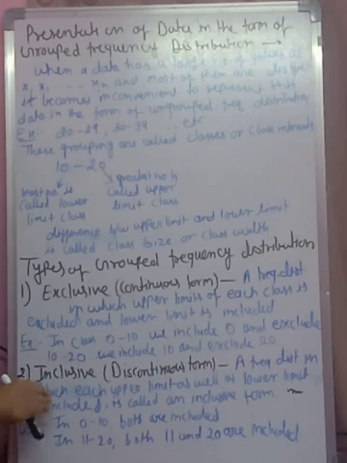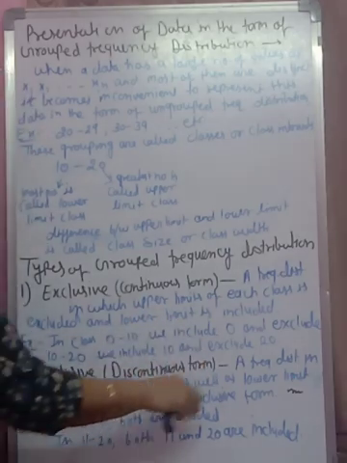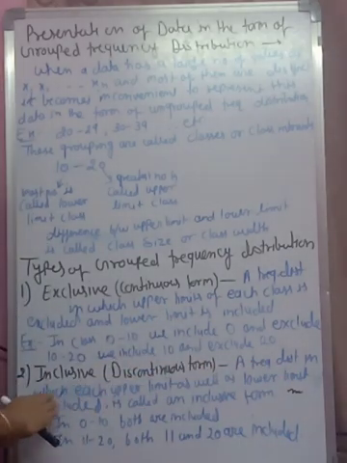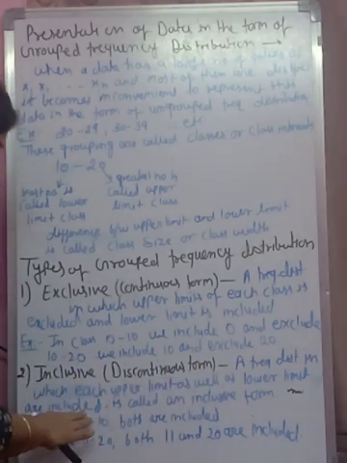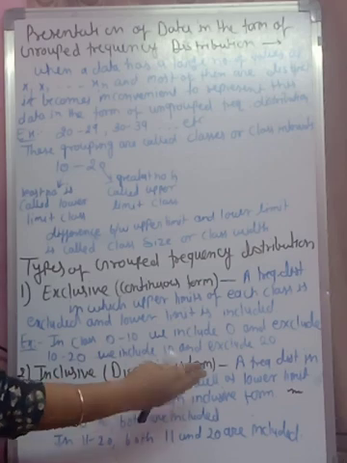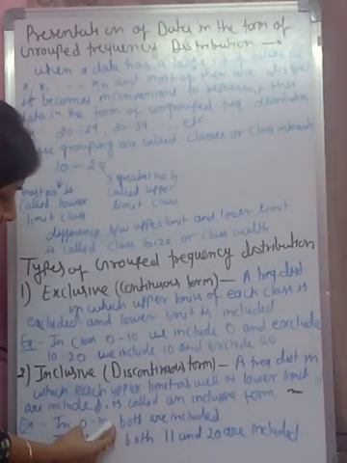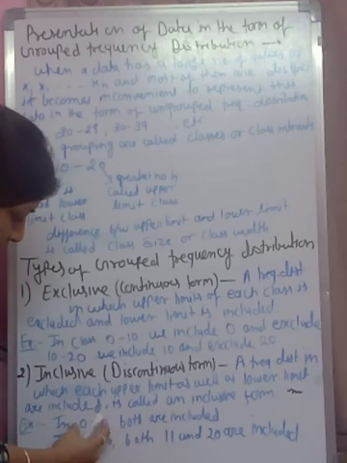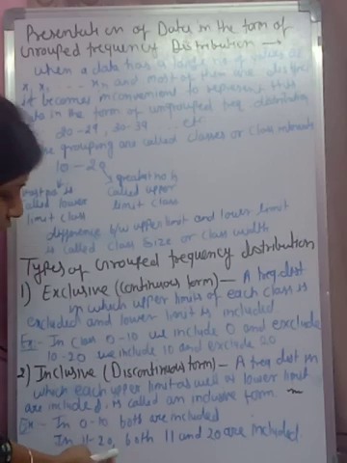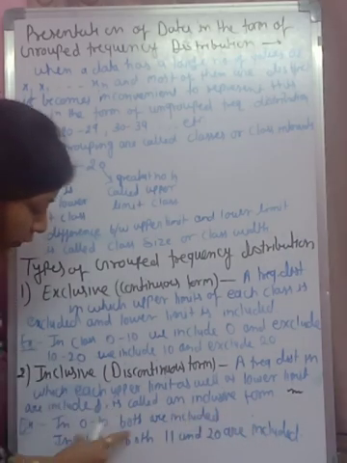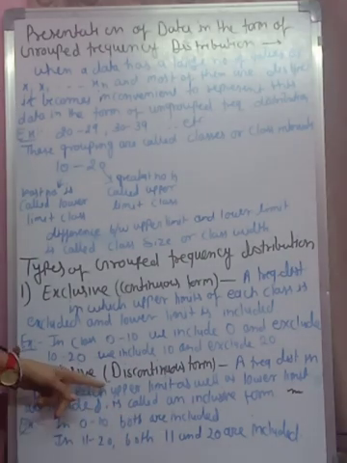Now the second is the inclusive, or you can say discontinuous form. A frequency distribution in which each upper limit as well as lower limit is included is called an inclusive form. For example, in the given interval 0 to 10, both 0 and 10 are included. In the next example, 11 to 20, both 11 and 20 are included, so that is called the inclusive or discontinuous form.